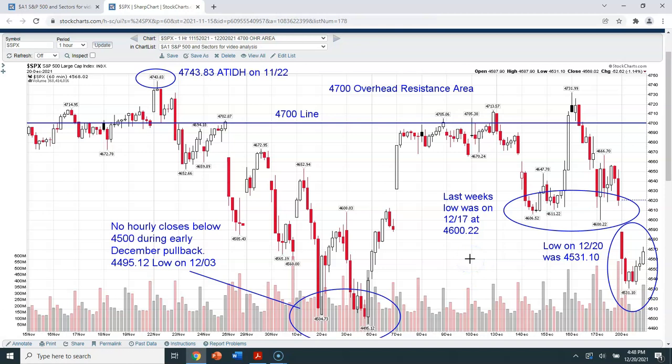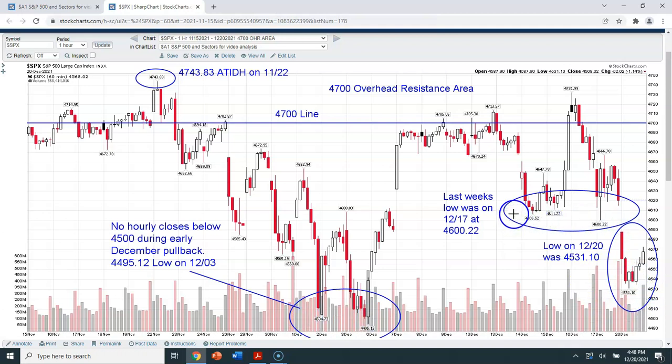All right. But I just wanted to give you a big picture view of the last 5-6 weeks going back to November 15th of where we've been. 4,700 overhead resistance, all-time intraday high right here. The lows for the last month or so right in here at the 4,500 level, 4,495.12 to be exact, but no hourly candles have closed below the 4,500 level. So that at least becomes a short-term support area below where we're currently trading.